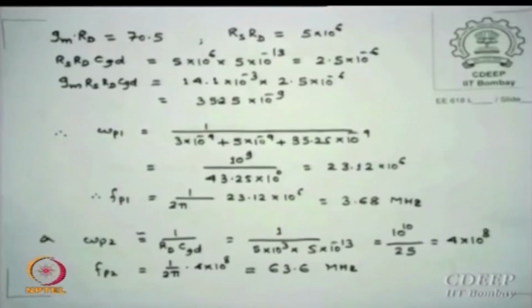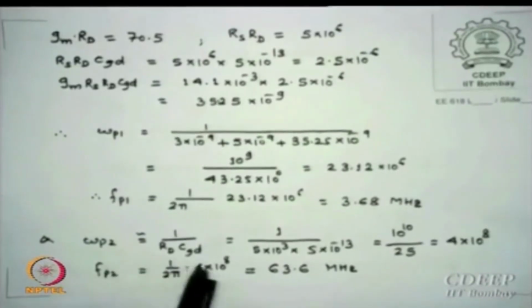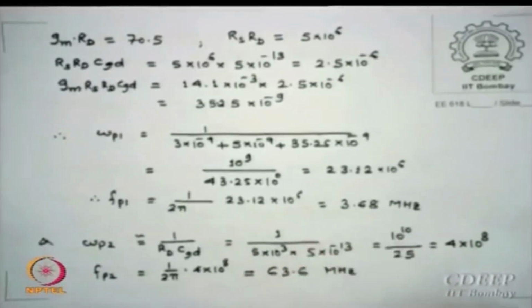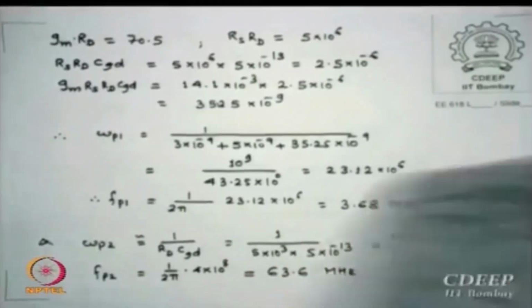The second pole from Miller's theorem is from RD CGD. I calculate that to be 63.6 megahertz. Okay. These are from Miller's theorem, and what is the technique I am comparing it with? Zero value and short circuit time constants. The second pole we will find by short circuit, and the dominant pole by ZVTC.